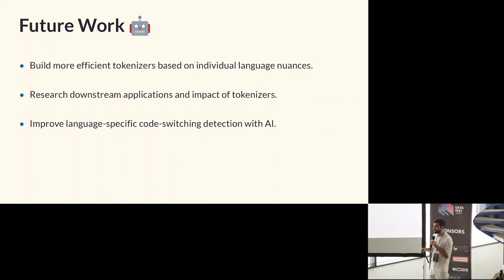There's already research that covers some of it, but there's very little specialized to downstream tasks. And we want to improve language-specific code switching detection with the actual model, because crafting those rules, it's kind of like insanity when you try to account for all the rules per language.